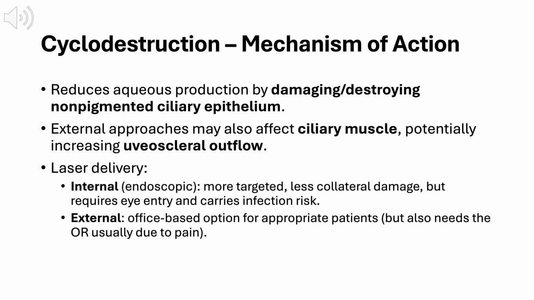Cyclodestruction can be delivered internally or externally. Internal approaches, such as endoscopic treatment, allow very precise targeting with less collateral injury, but they require entering the eye and therefore carry higher procedural risks. External treatment avoids intraocular entry and can be done in an office setting for some patients, though discomfort often necessitates an operating room environment.